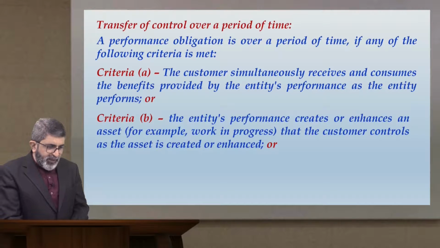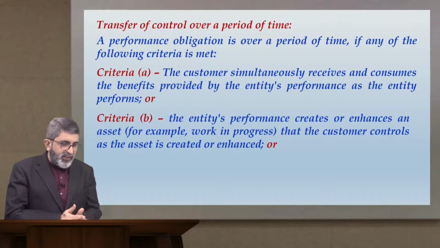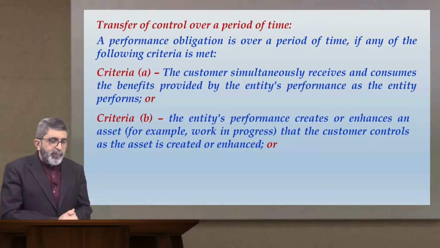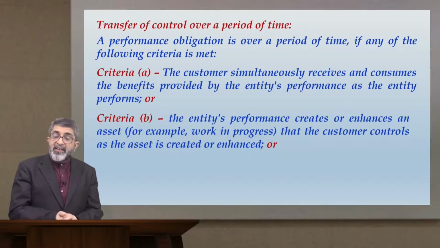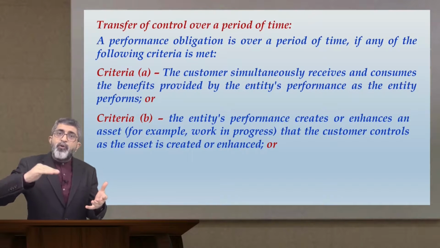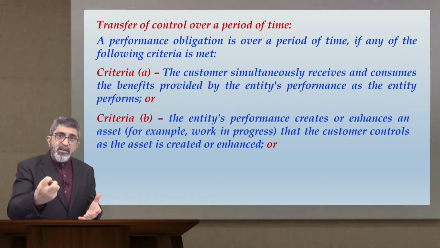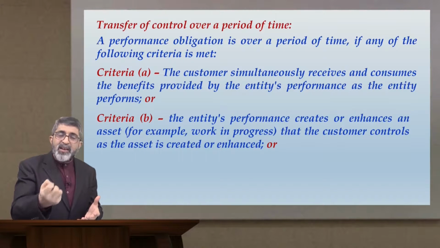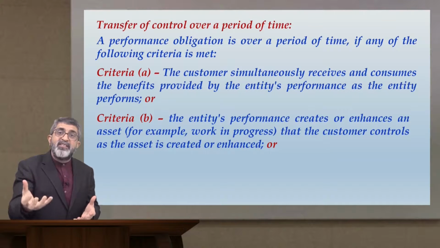Second criteria is the entity's performance creates or enhances an asset, for example work in progress, that the customer controls as the asset is created or enhanced. So as and when the asset is being created, it is a kind of work in progress, but that asset primarily in legal title belongs to the customer. So it is the customer's asset that is being built up.